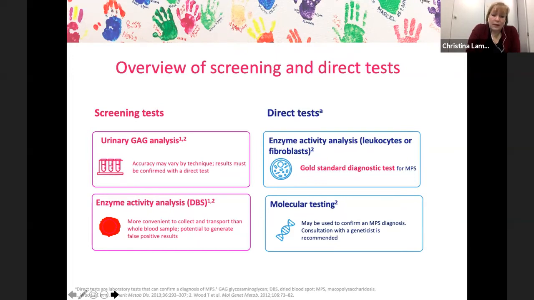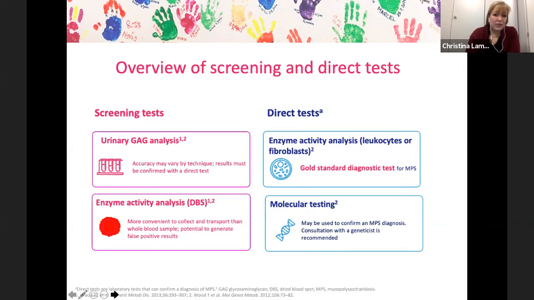Then in the next step, the direct test, what you have to do to confirm the diagnosis, and this is a little bit different from country to country, whether you use genetic testing immediately or the enzyme activity measurement in leukocytes or fibroblasts. In Europe, we mainly use as a gold standard the enzyme activity analysis in blood, but in other countries like the US, also molecular testing immediately is used to confirm the diagnosis.